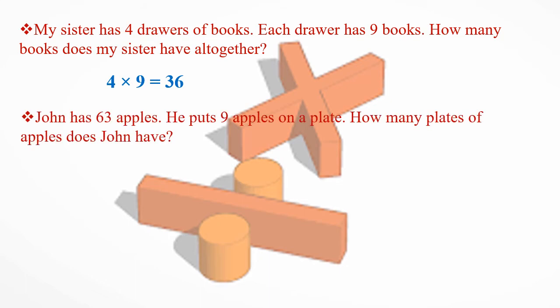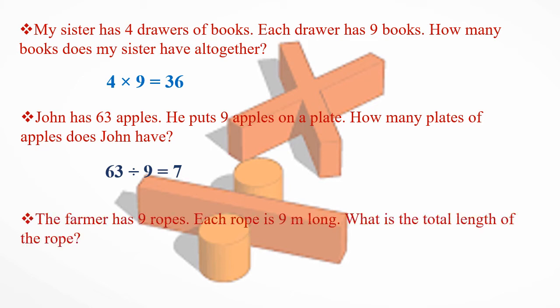Next one, John has 63 apples. He puts 9 apples on a plate. How many plates of apples does John have? He has 63 apples and puts 9 apples on a plate. Now children, how to find this answer? You have to do multiplication or division. Now we'll see. 63 divided by 9 equals 7.